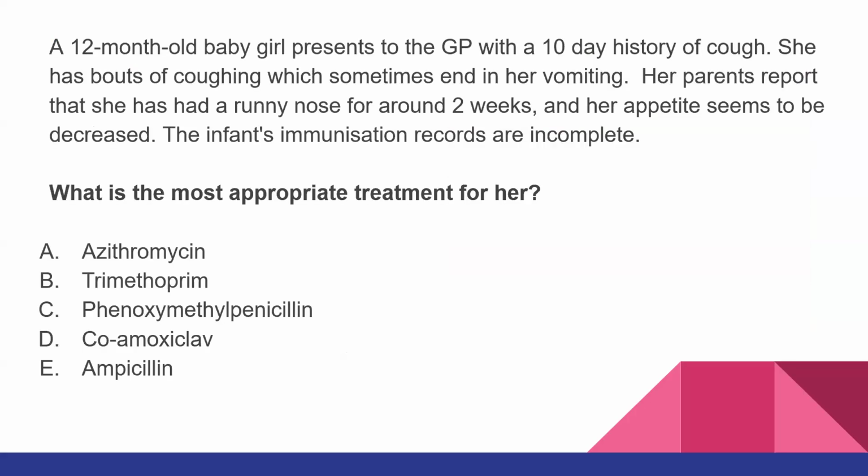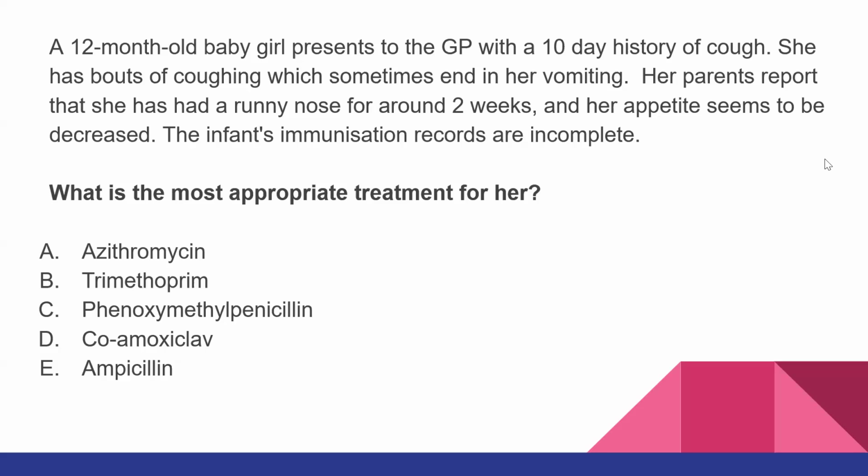So one SBA that was on this presentation is, let me get this out of the way because I can't read the top bit. A 12-month-old baby girl presents to the GP with a 10-day history of cough. She has bouts of coughing, which sometimes end in her vomiting. Her parents report she's had a runny nose for around 2 weeks, and her appetite seems to be decreased. The infant's immunization records are incomplete.